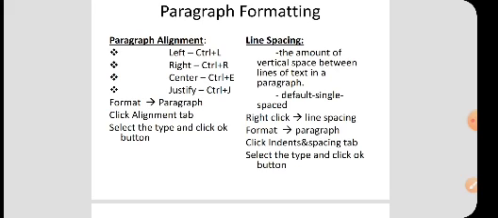Okay. And the next topic is line spacing. What is line spacing? Line spacing means the space between the lines of text in a paragraph, between the first line and the second line. The distance between the two lines is the amount of vertical space between lines of text in a paragraph. By default, the lines are single spaced. If you want to change the line spacing, there are two methods. One is to right click, choose line spacing, select the type and click the OK button.